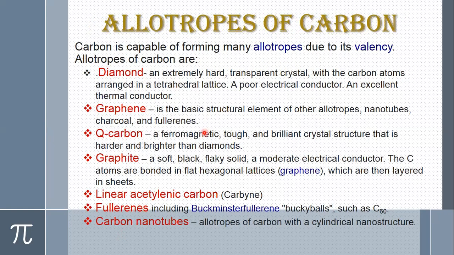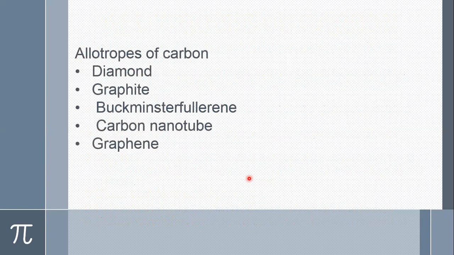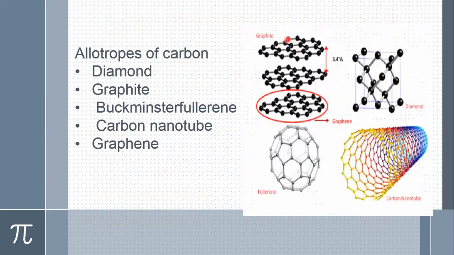We will study diamond and graphite. Diamond is an extremely hard, transparent crystal with carbon atoms arranged in tetrahedral layers. It is a poor electrical conductor but an excellent thermal conductor. While graphite is a soft, black, flaky solid, and it is a moderate electrical conductor. Carbon atoms are arranged in a hexagonal lattice and then layered as sheets. Allotropes of carbon with their pictures are diamond, graphite, graphene, fullerenes, and carbon nanotubes.